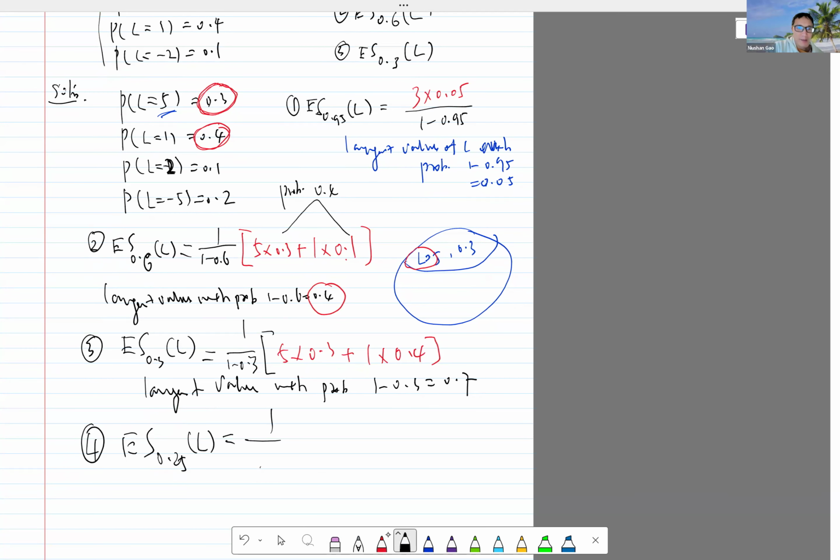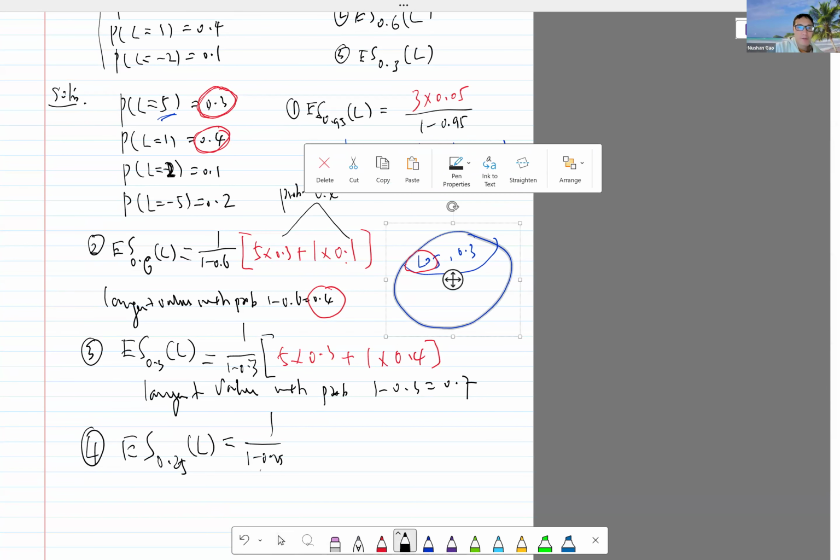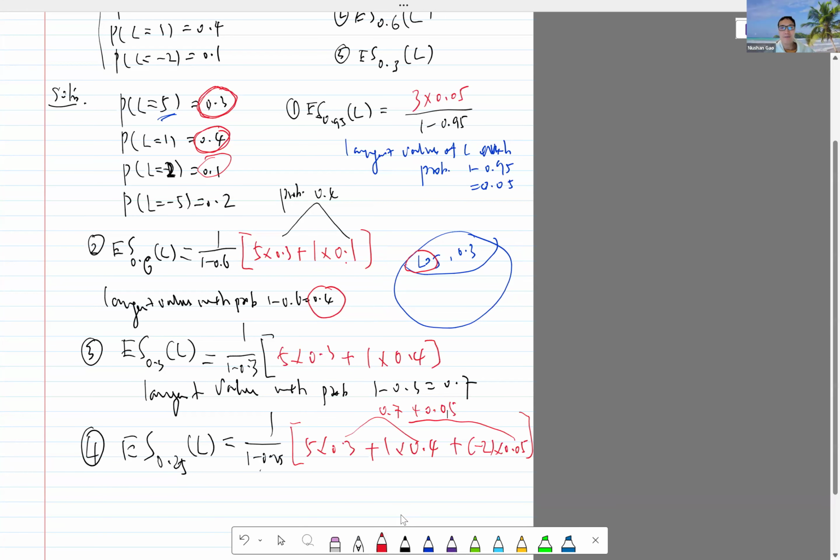So this is 1 minus 0.25. So you need to consider the largest values with probability 0.75. So you consider 0.3 plus 0.4. You need a little bit from here, a little bit from here, right? So this is 5 times 0.3 plus 1 times 0.4. Now the total probability is 0.7 already, right? So you need a plus minus 2 times 0.005. Plus this one, you have 0.05, 0.75, right? That's it. You don't need to make any graphs.